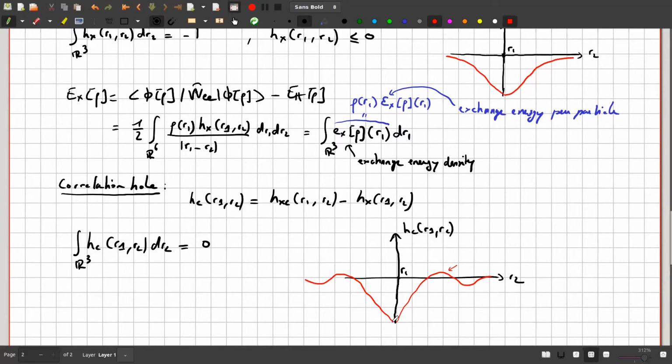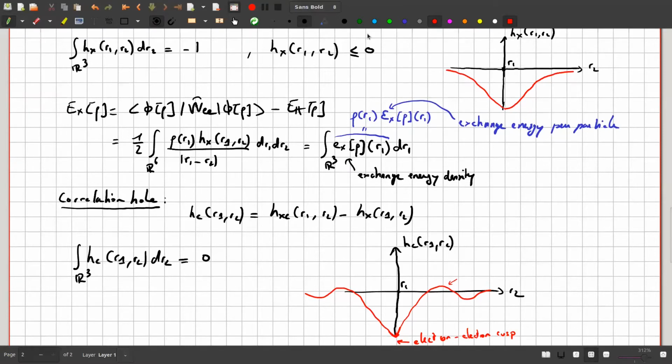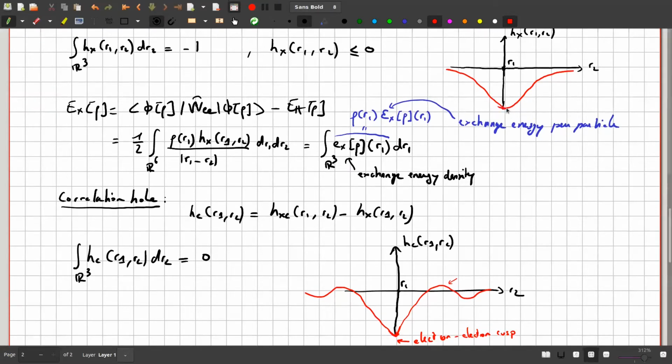And here you notice that I've plotted something sharp, okay? And this is what is called the electron cusp condition. Because of the singularity of the Coulombic interaction, where two electrons are on top of each other, you have a derivative discontinuity here, like the absolute value function. So this is something that you didn't have in the exchange hole. Here it was completely smooth, but now you have a derivative discontinuity.